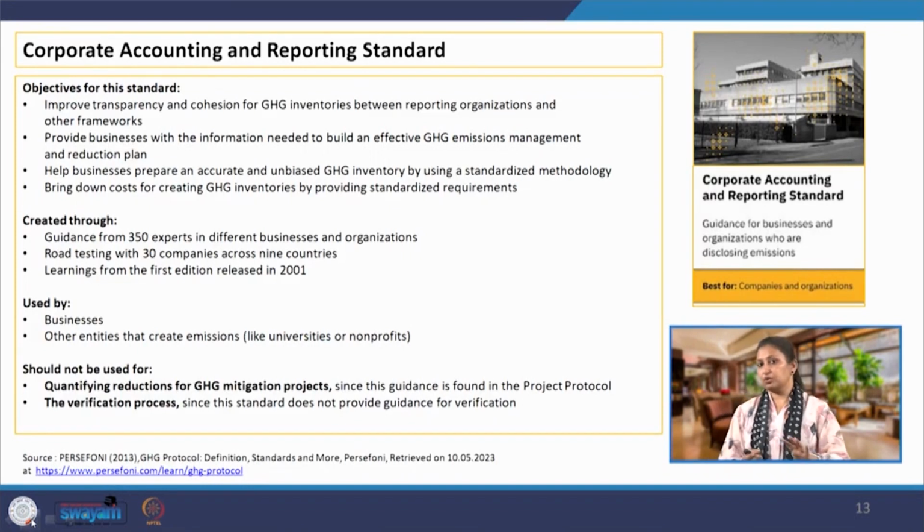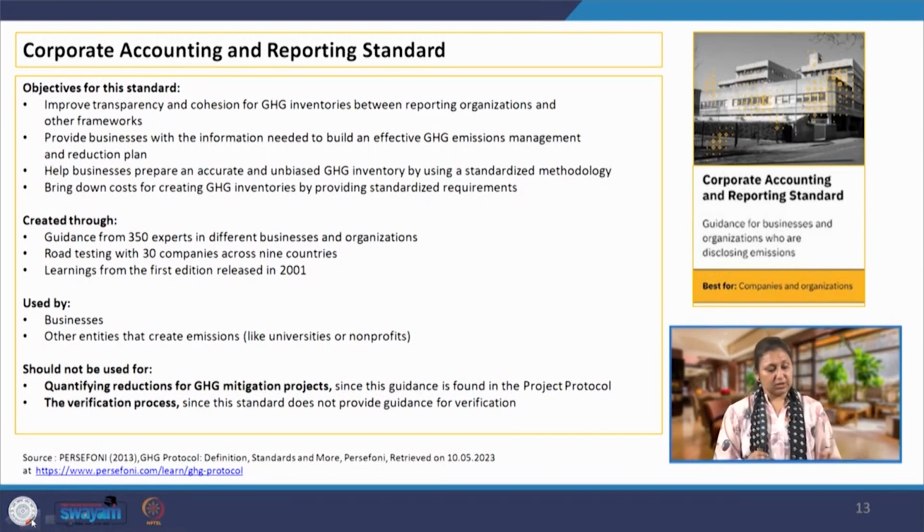We will quickly go through each one of these, and one thing I would like to emphasize here is what is not covered in this particular protocol and what is covered. So, the first one, as we said, is the corporate accounting and reporting standard. This is a guide for businesses and organizations who are disclosing emissions. As I said, disclosing and reporting emissions is not a binding thing, but more and more corporates and businesses are coming forward to report their emissions.